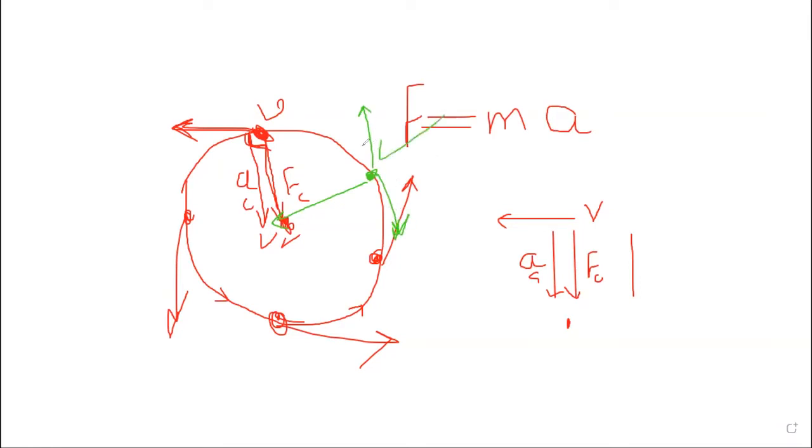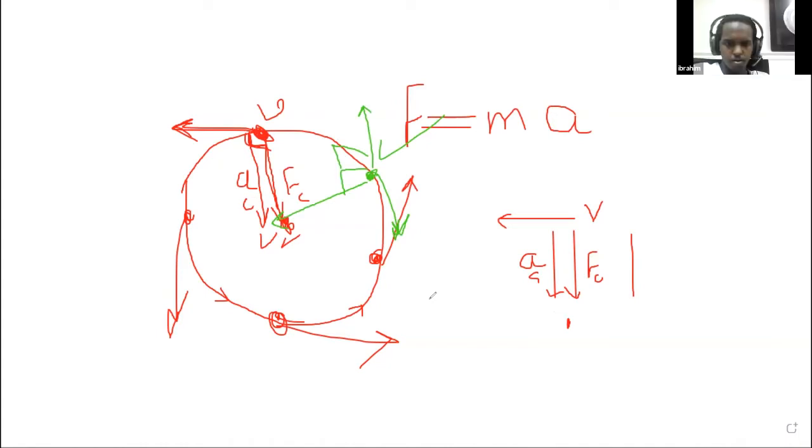Why? Because the motion is in this direction, so the velocity vector will be represented by a vector perpendicular to the centripetal force. Okay? Any problem? No. And Farah, Ahmed? No. Okay? Alhamdulillah.